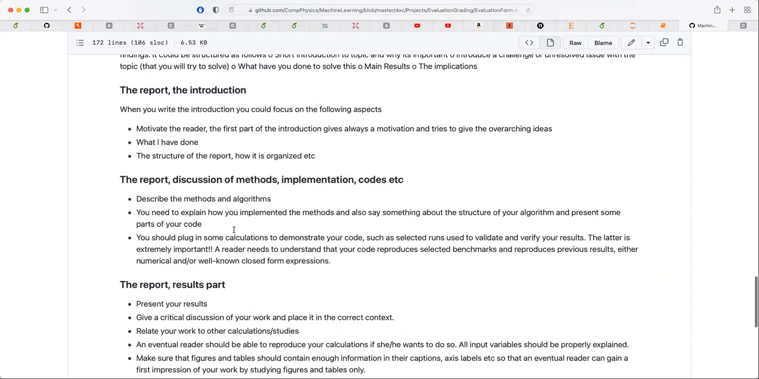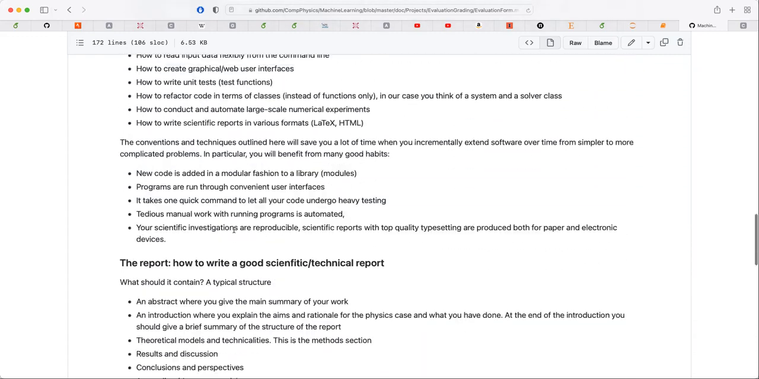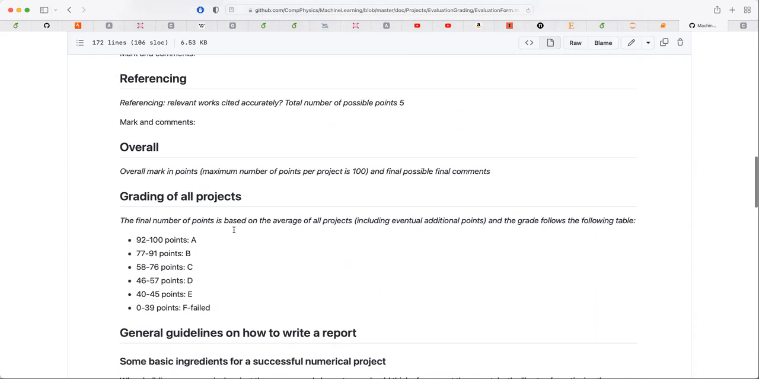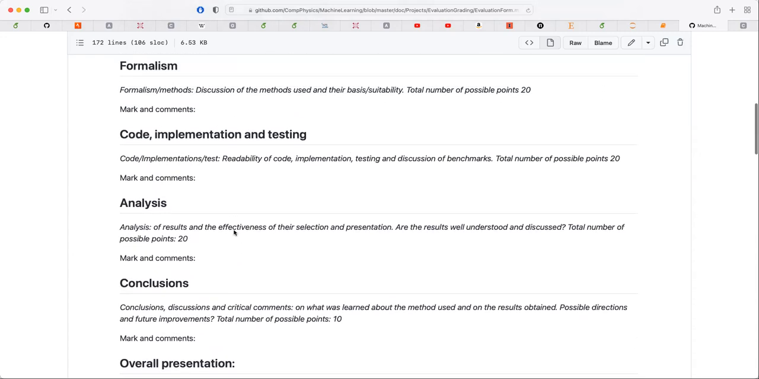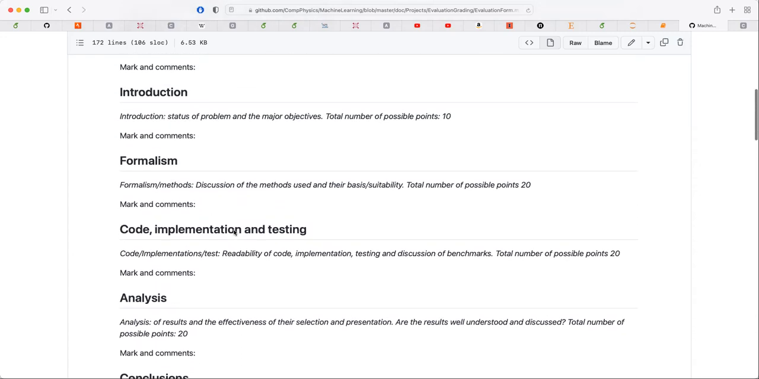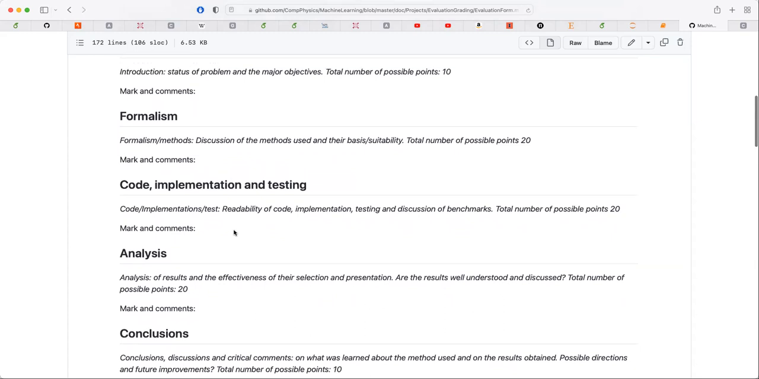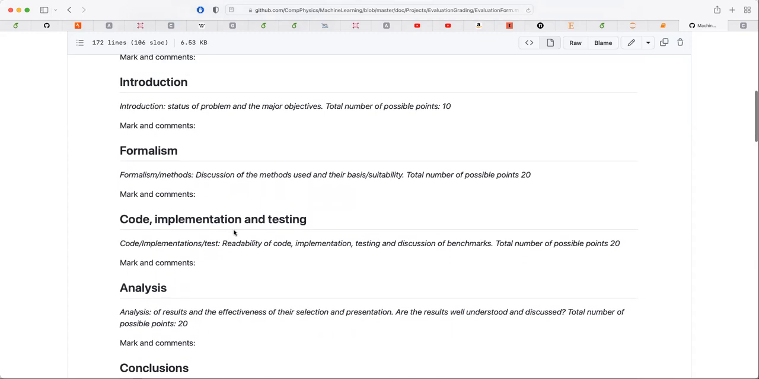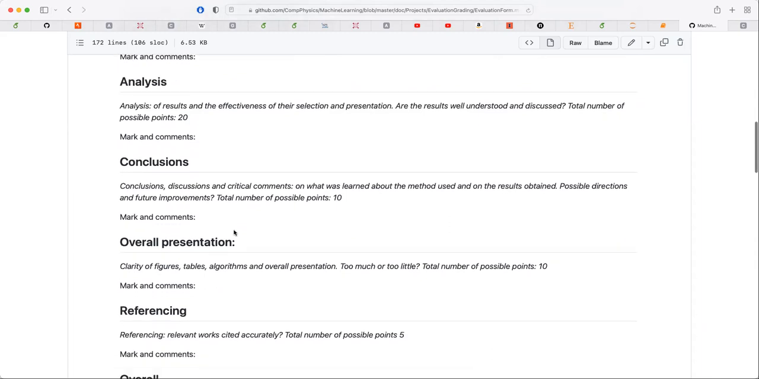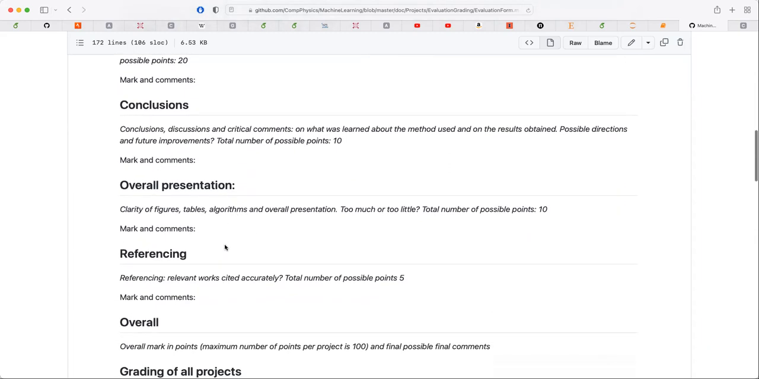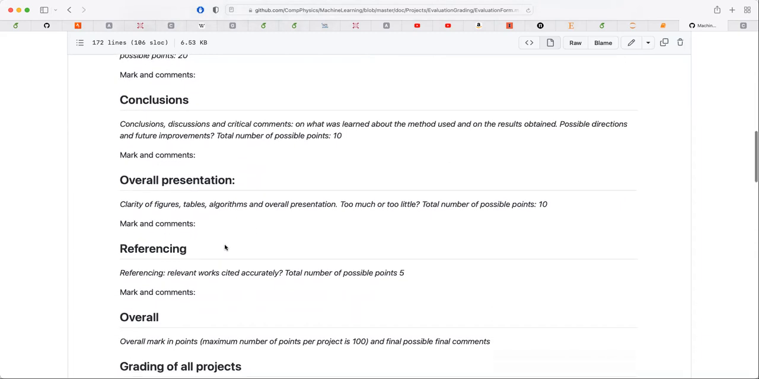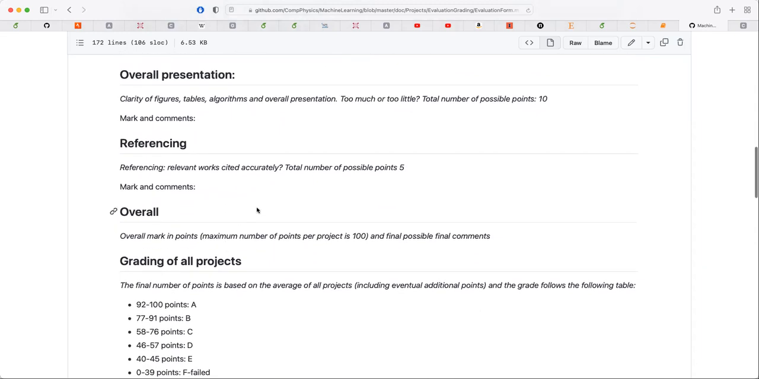And then we invite you to take a look at the way we actually set up the scores. So you can see the type of points which we give for the different parts. So code implementation, formalism, the introduction. So we give you scores according to the different parts of the report.